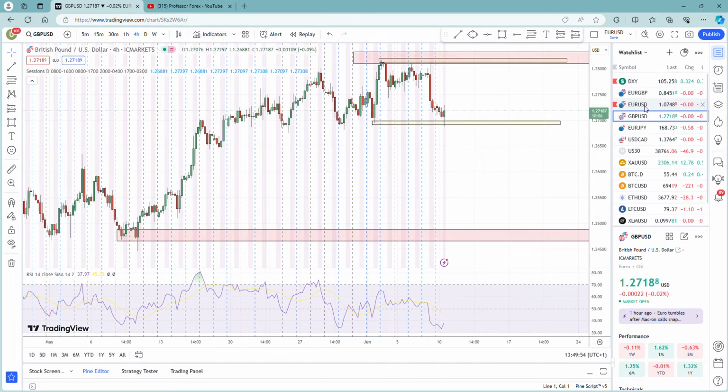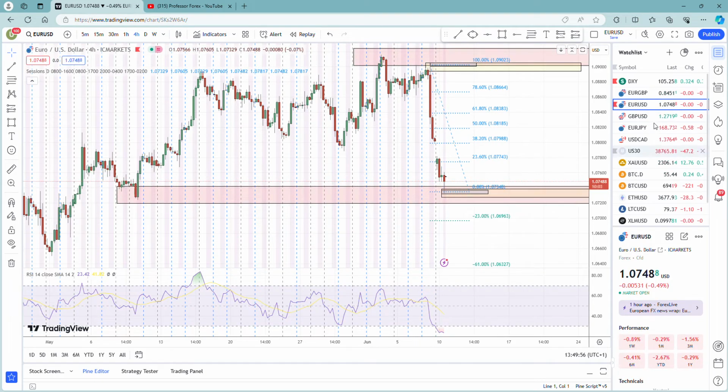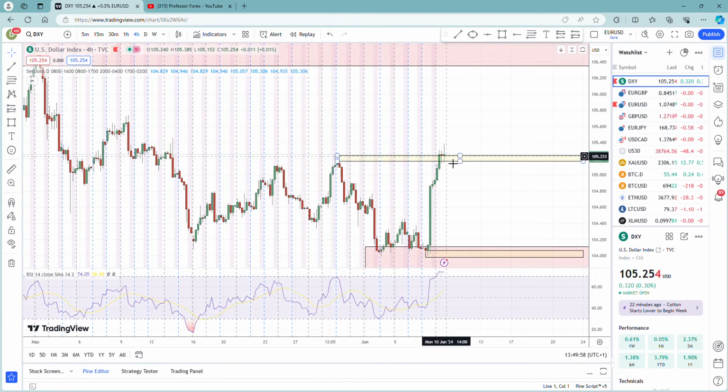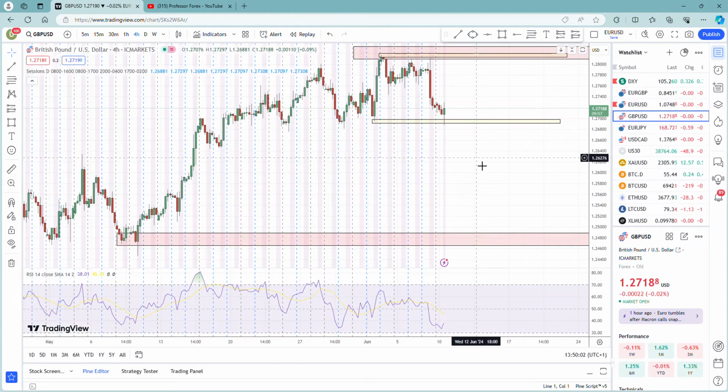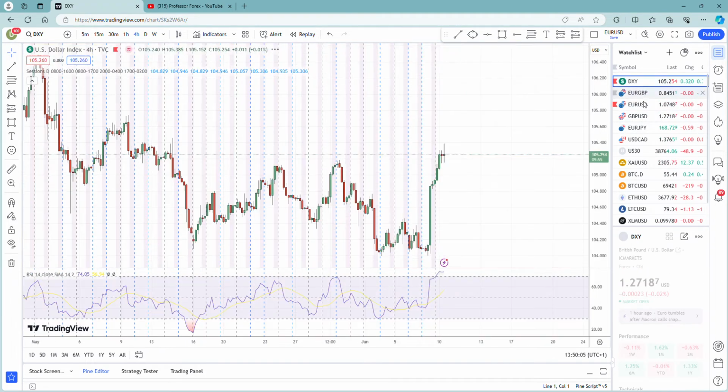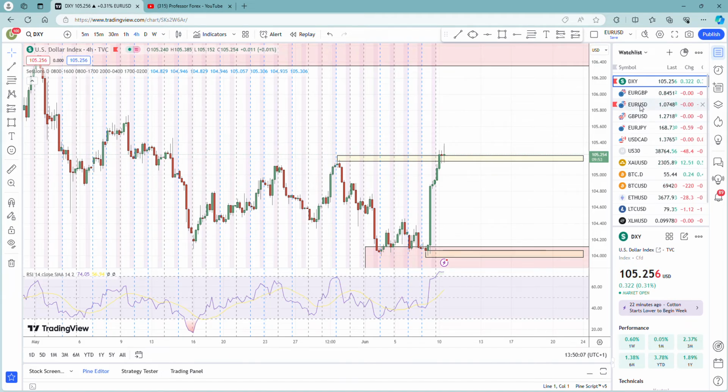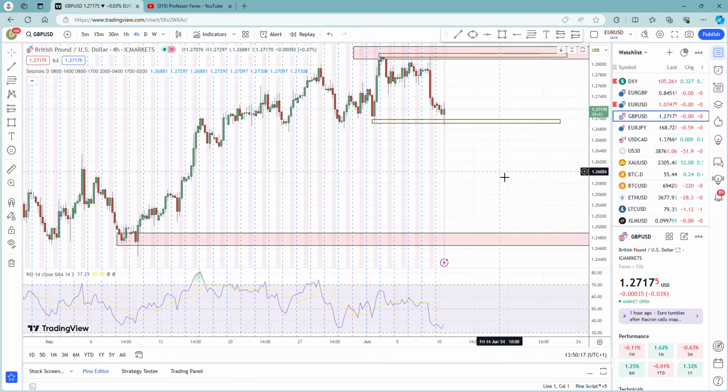So price is at support, which also correlates with EURUSD at support, which also correlates with DXY potentially at resistance. So this is how I say the DXY is interlinked with GBPUSD and EURUSD. You could say it's negatively correlated. If DXY goes up, GBPUSD and EURUSD will go down.